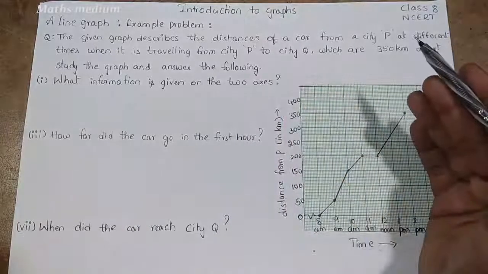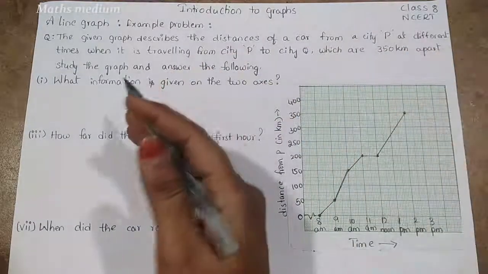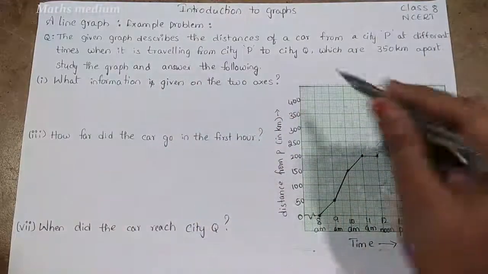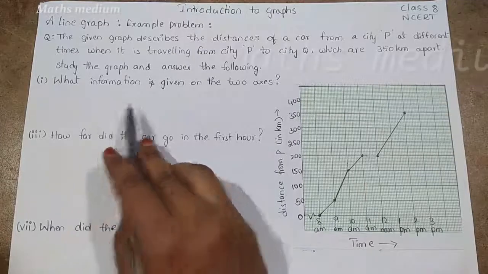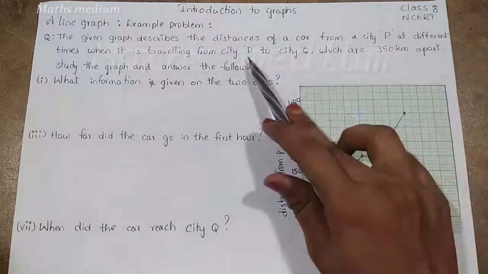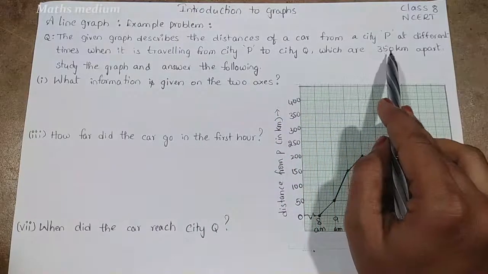This is one of the methods of the line graph example problem. If the data is given, we have to draw the line graph, or else if they give the line graph, we have to answer some questions. So let's see what information is given here. The car passes from city P to city Q, which are 350 kilometers apart.